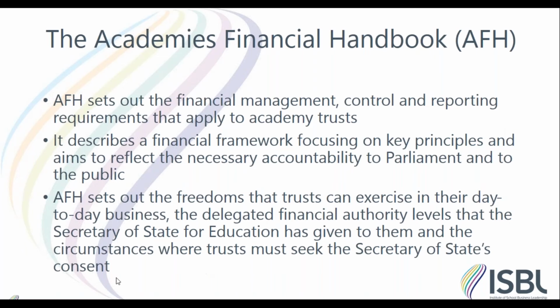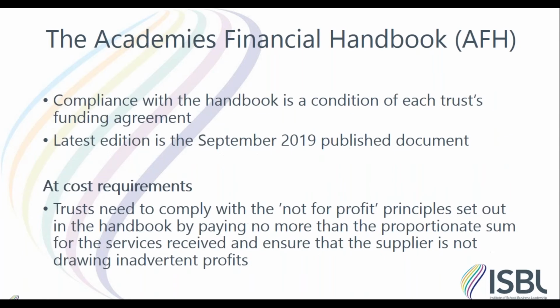Compliance with the handbook is a condition of the funding agreement, and the latest edition is the September 2019 version, and that's downloadable as a PDF. So, if you just Google Academy Financial Handbook, what you should see come up is a link to the area of the .gov website, and what you're looking for is the September 2019 version.